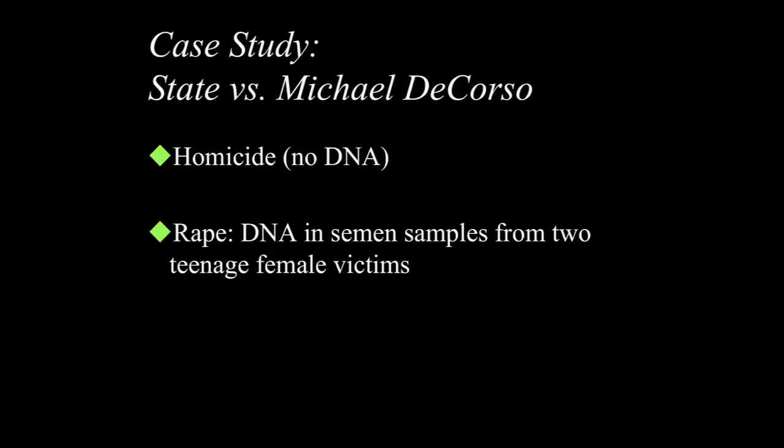Let's look at what real data might look like. This is a case study showing evidence from the state versus Michael DeCorso, where there was a homicide and no DNA was recovered. There was rape evidence where DNA and semen samples were recovered from 2 teenage female victims.